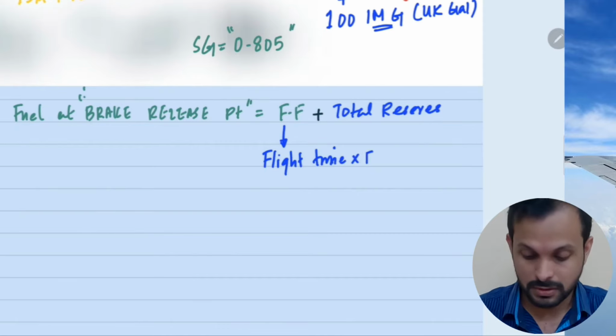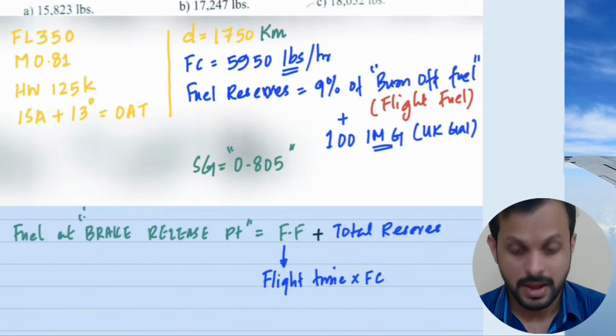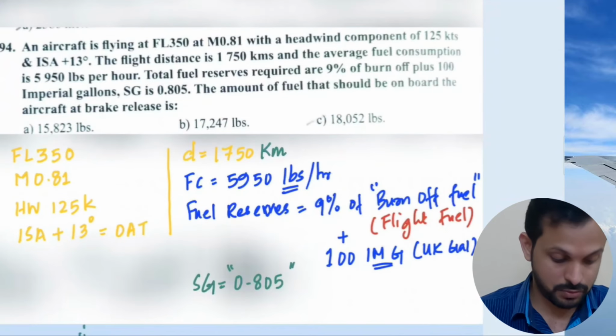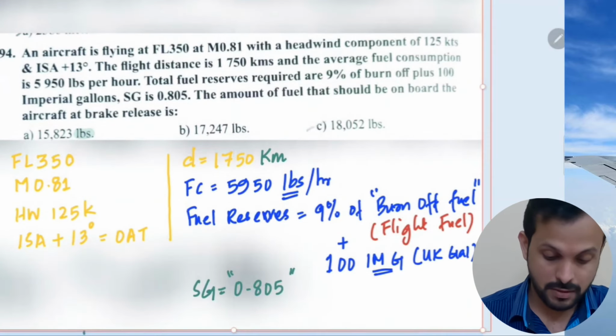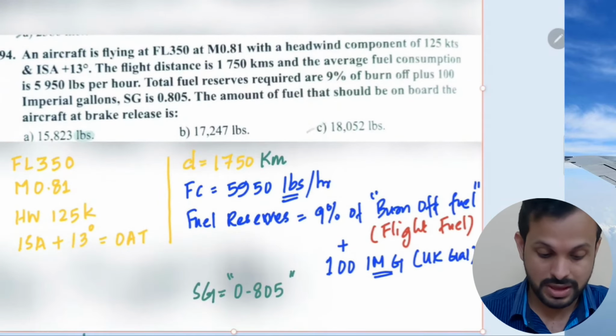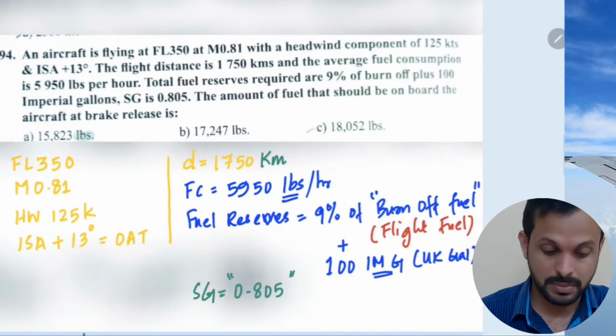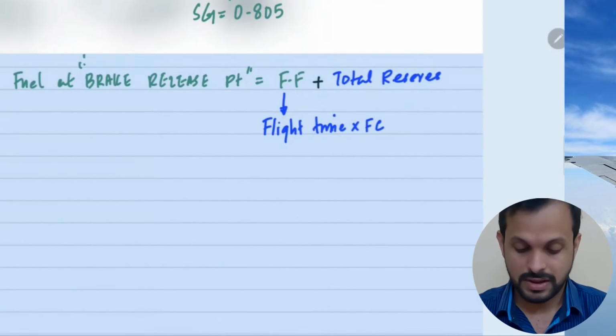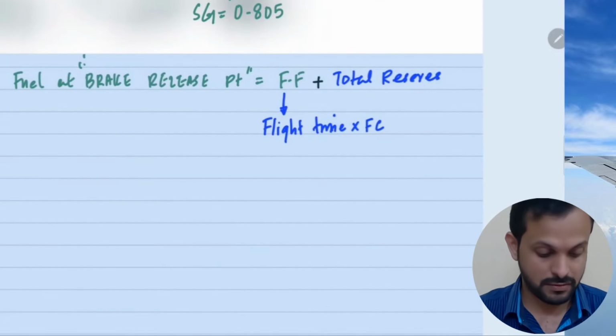If you get the flight time, that's it. You multiply that with fuel consumption, which is already given in the question as 5950 pounds per hour, and you will get the fuel to be carried. Look at the options in this question. The options are all in pounds, and therefore the unit we are looking at is pounds. So if you can convert everything into pounds, that should help. So flight time into fuel consumption is going to give you the flight fuel.